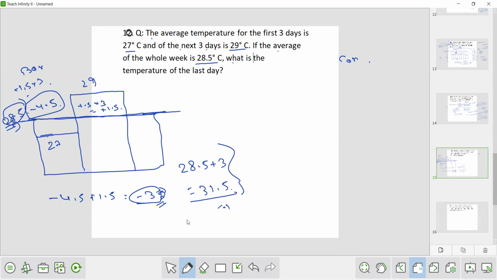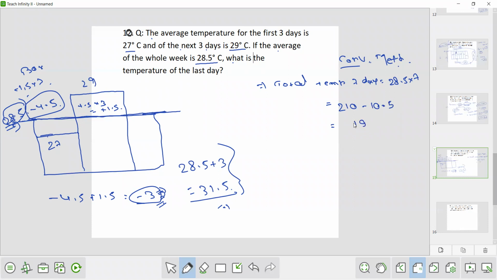Now I will explain this question via the conventional method. Total temperature for 7 days will be how much? 28.5 into 7. How to calculate 28.5 into 7? 30 into 7 is how much? 210. And minus 1.5 into 7. 1.5 into 7 is how much? 10.5.